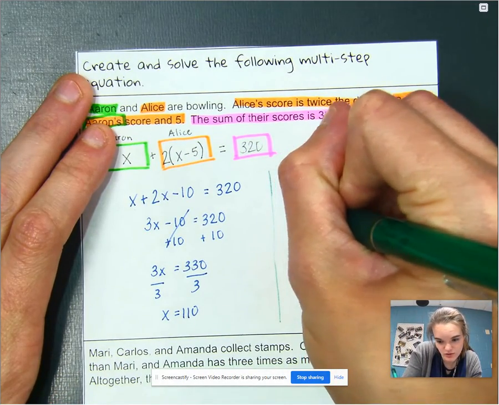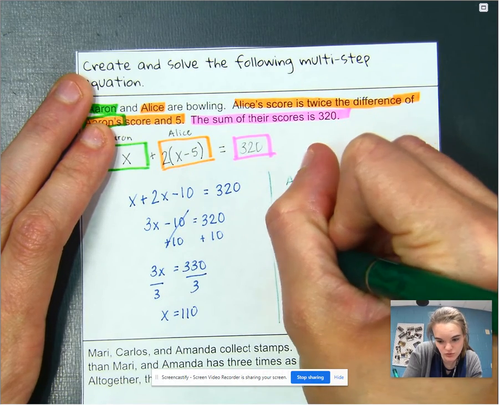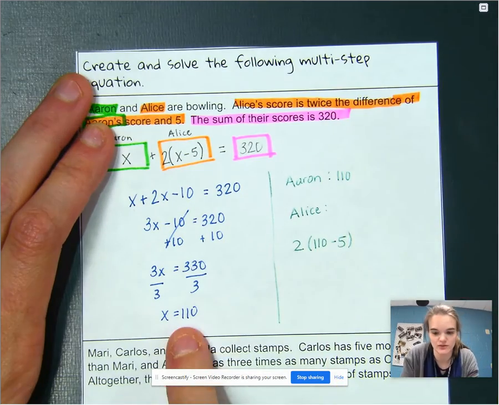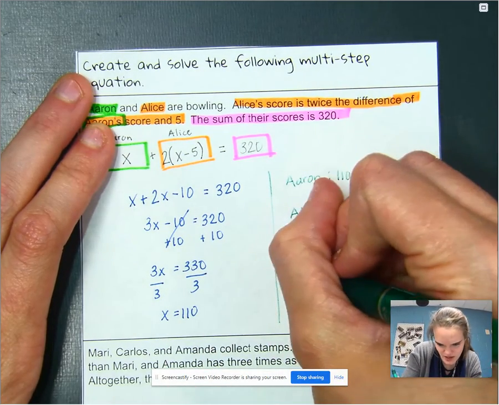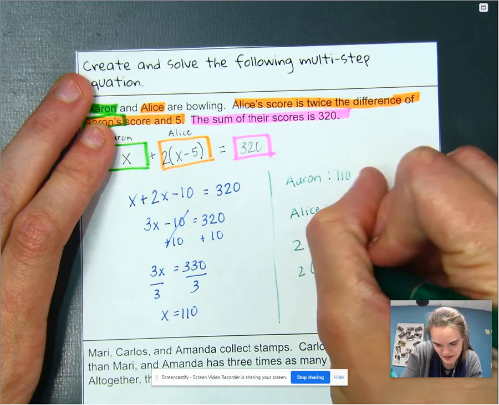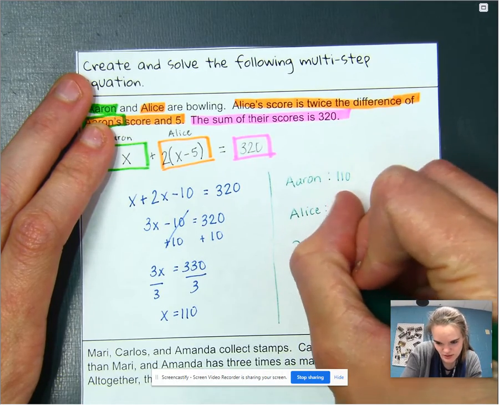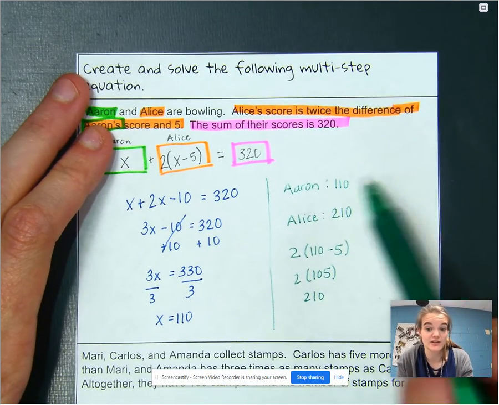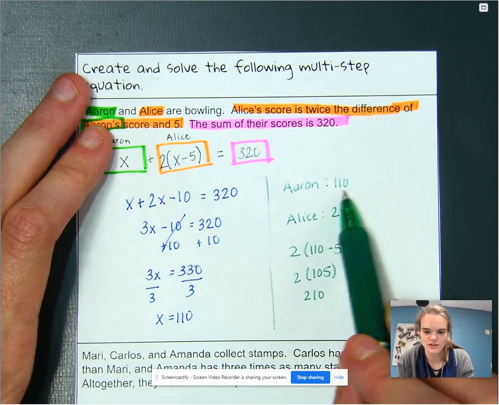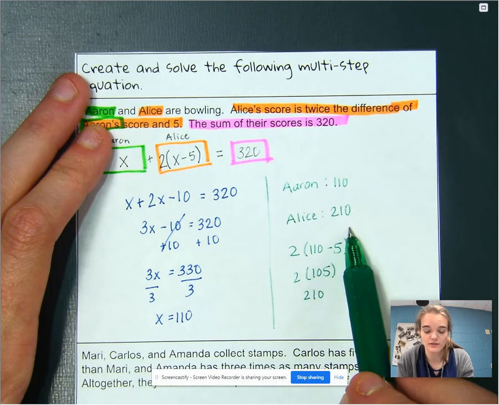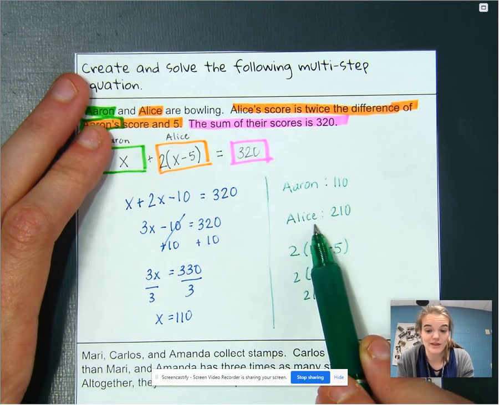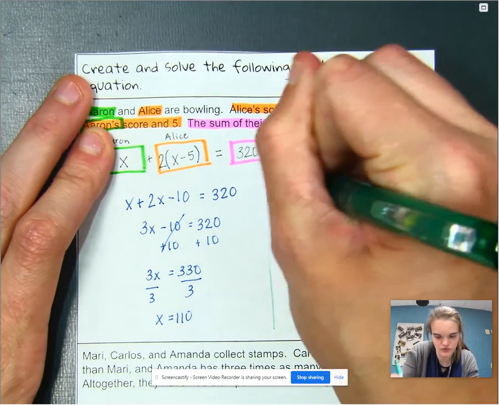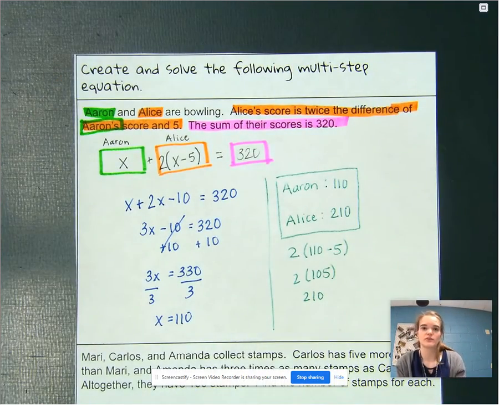So to find Alice's score, we're going to do 2 times 110 minus 5. So we're just plugging in X. 110 minus 5 is 105, and 2 times 105 is 210. So 210 is Alice's score. Now, we need to check, does that really equal 320? 110 plus 210 is 320. We could have found Alice's score shorter, by the way, by just subtracting from 320. But that is my answer, the score for Aaron and the score for Alice.